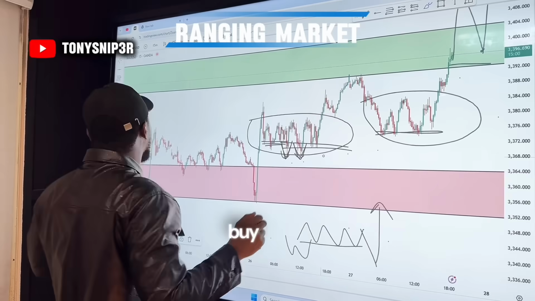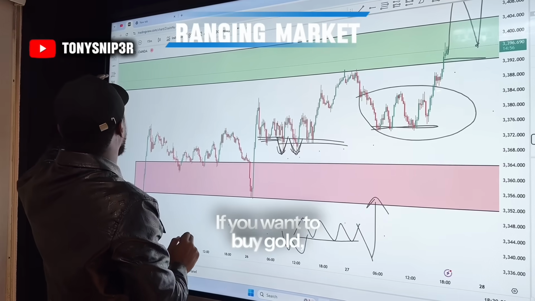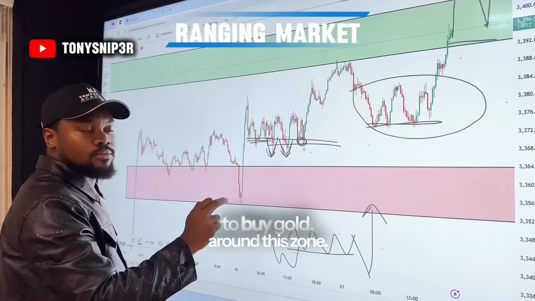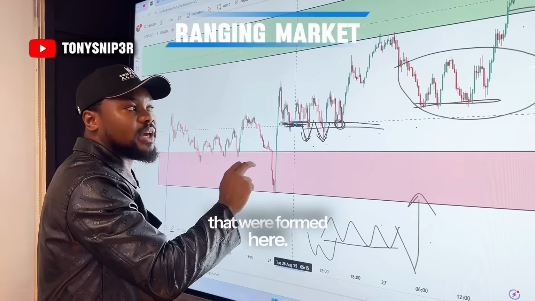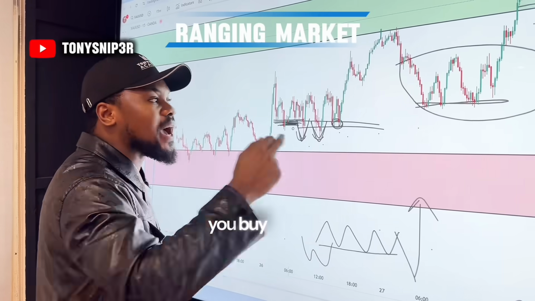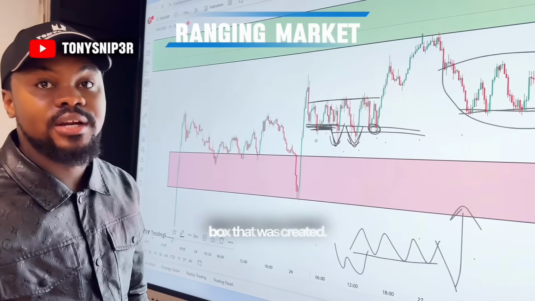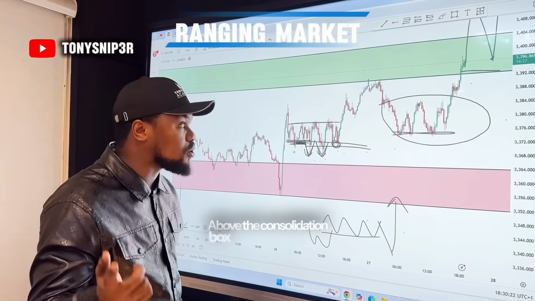And since then, the market held this point. Meaning, if you want to buy gold, this is where you'll be looking to buy gold, around this zone. Do you understand? Because the market has already cleared these last two that were formed here. And when you are now buying it, you will buy it above the consolidation box that was created. Don't forget, you will buy it where? Above the consolidation box that was created.